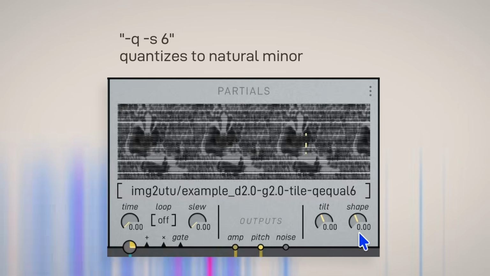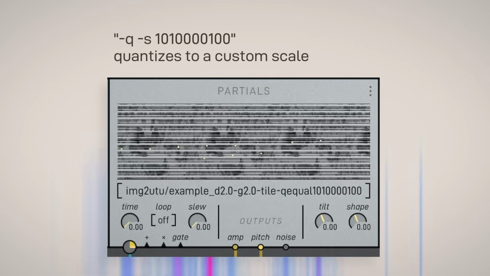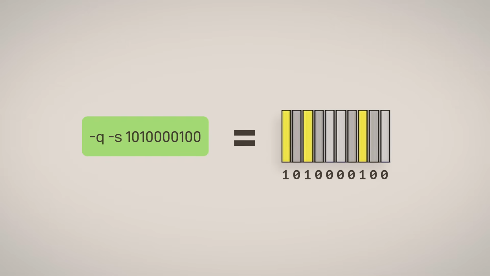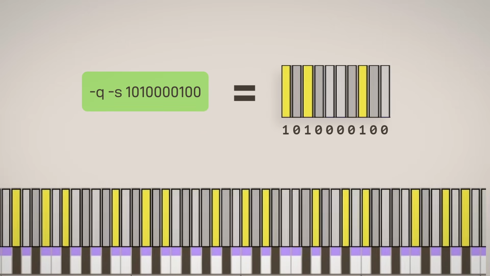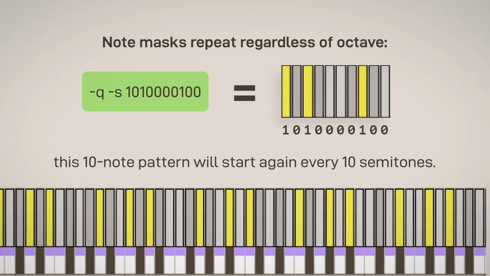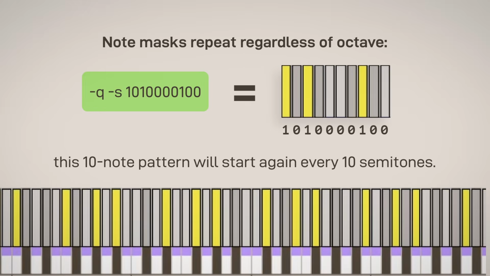Going back to the default tuning system though, what if you wanted a different subset of notes than what the scale list provides? Well, you can simply type a string of ones and zeros after the scale flag and make your own. One cool thing about this is that your custom note mask will repeat to cover the entire frequency range, regardless of where octaves are. So by typing a mask that is shorter or longer than the number of divisions per octave, you can create strange aperiodic note clusters.